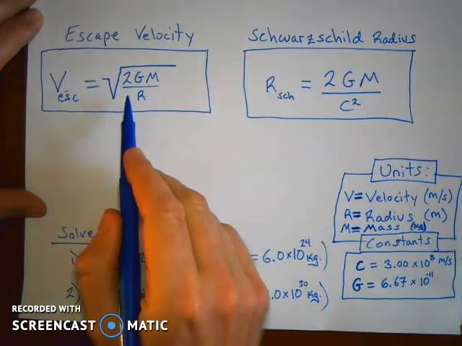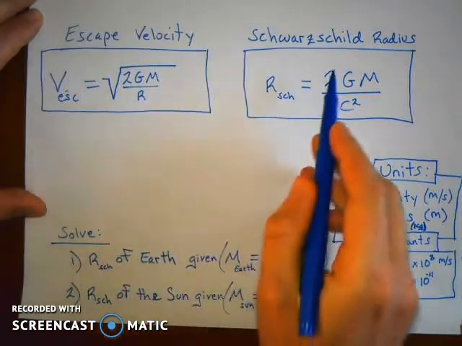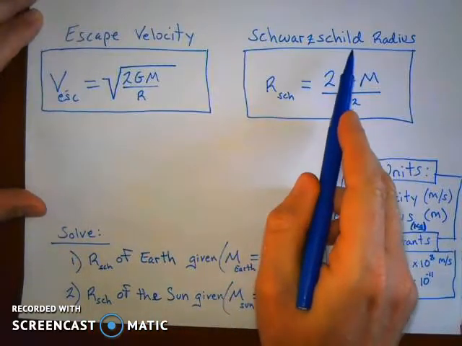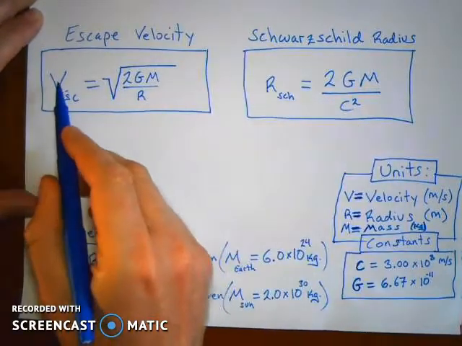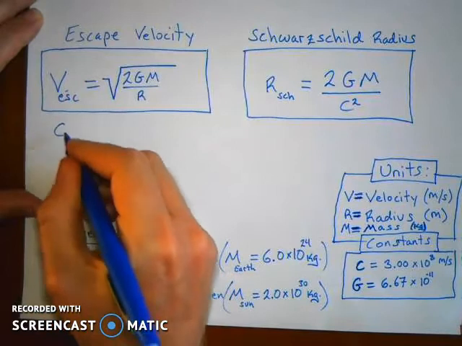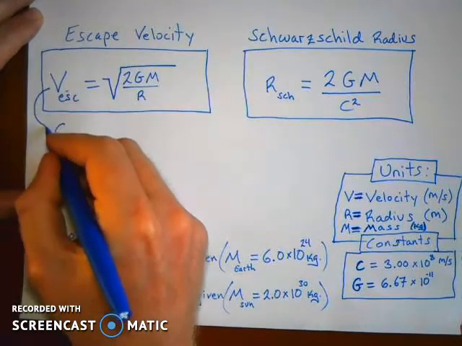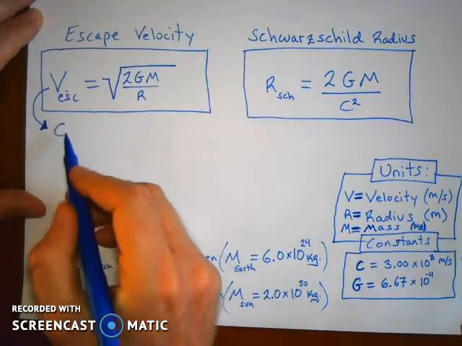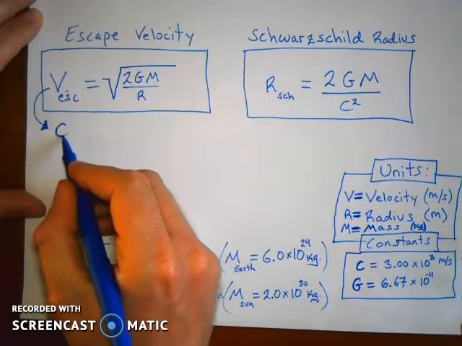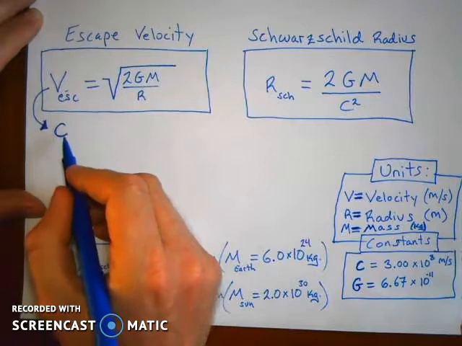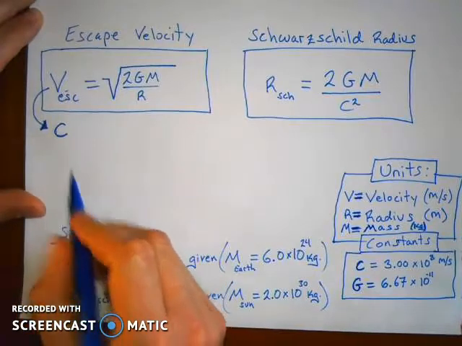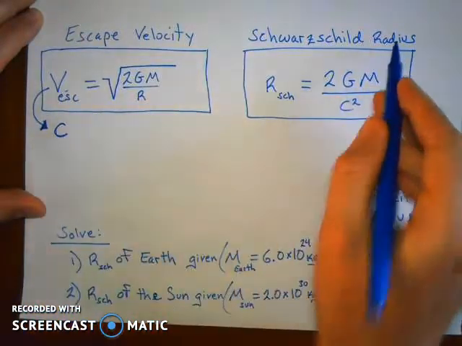Now, if you want to calculate the radius of a black hole, which we call the Schwarzschild radius, all you simply do is substitute c for the escape velocity, because by definition, a black hole has an escape velocity at its event horizon equal to the speed of light, which is how we define the radius.